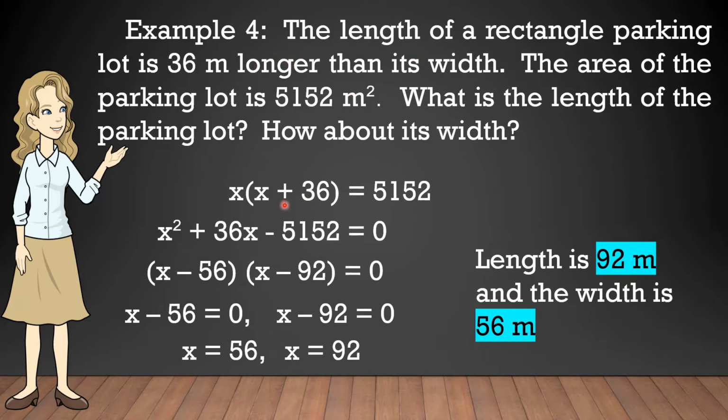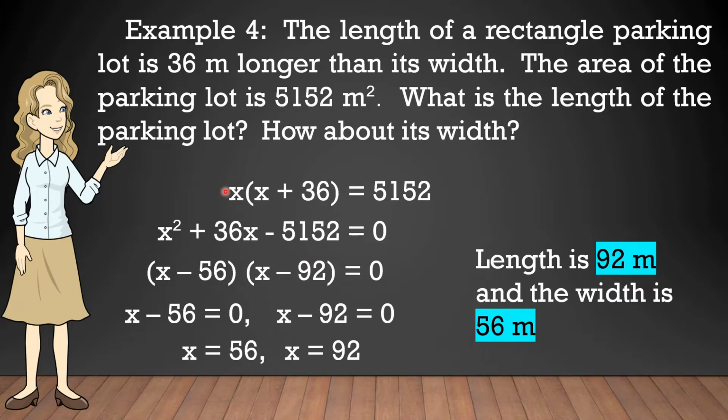First, our width is x. Our length is x plus 36, because it is said that the length of the parking lot is 36 meters longer than its width. So our equation, x for the width, x plus 36 for the length, is equal to the area of 5,152. Then x times x is x squared, plus x times 36 is 36x, minus 5,152, because you have to transpose, is equal to 0.